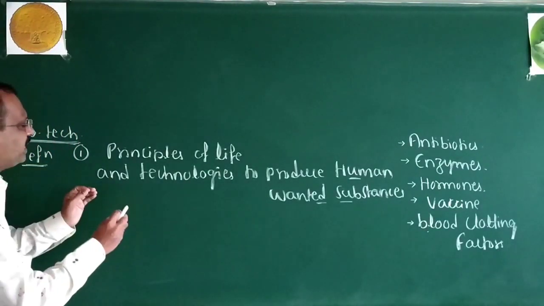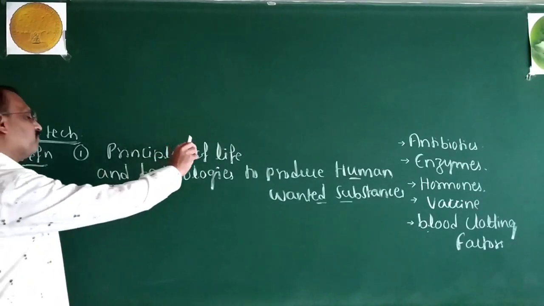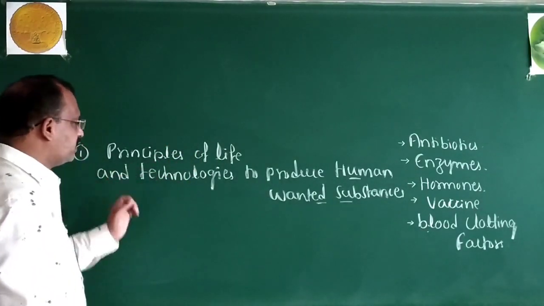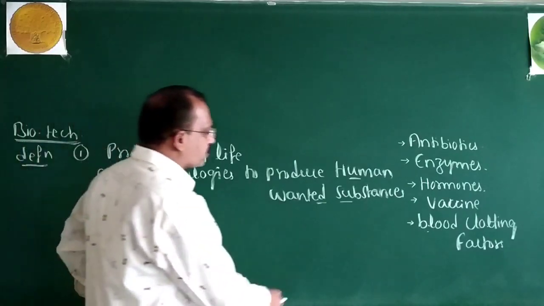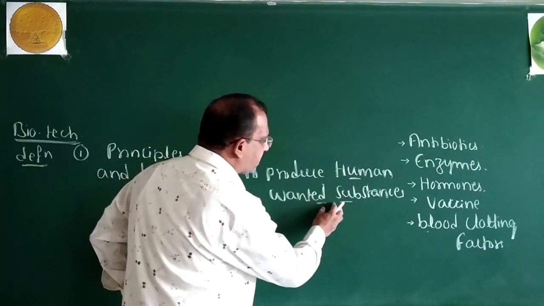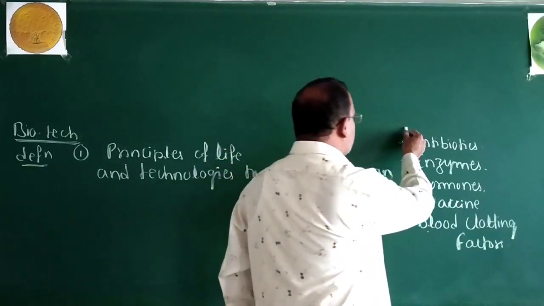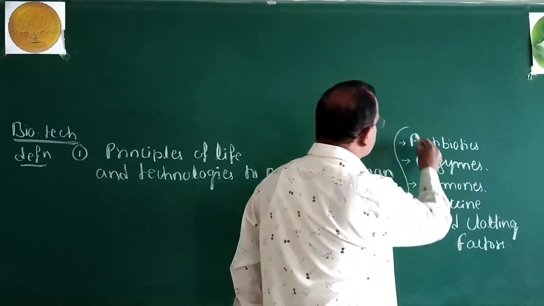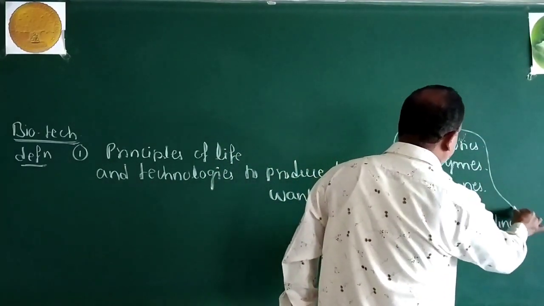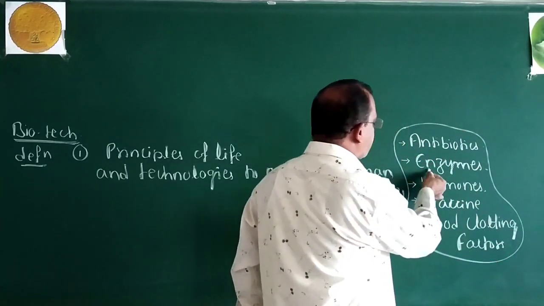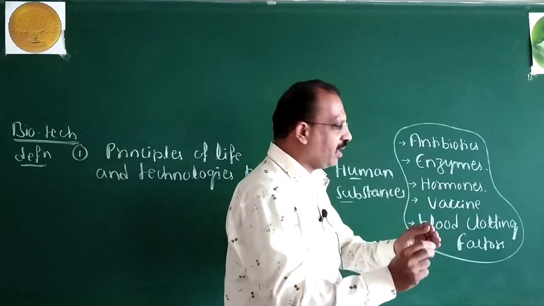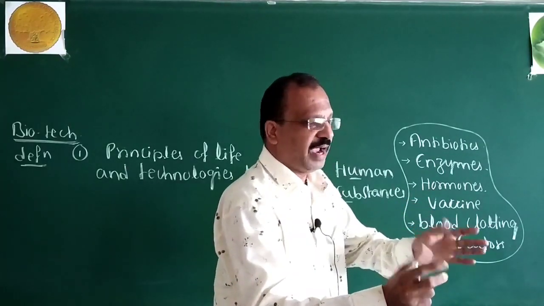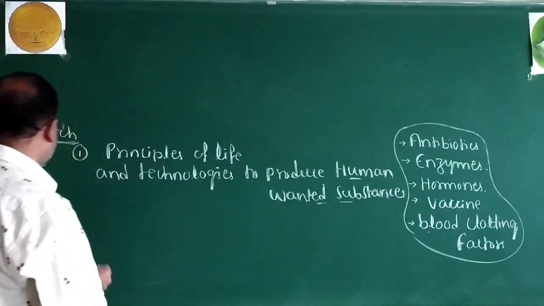Biotechnology is the application of the principles of life and technologies to produce human wanted substances. So these human wanted substances include antibiotics, enzymes, hormones, DNA vaccines and blood clotting factors. Now look over the next definition.